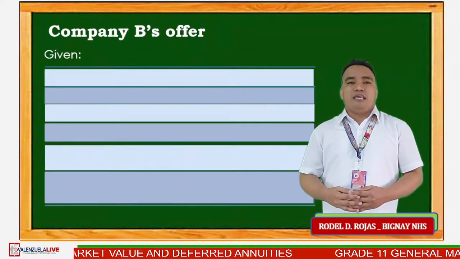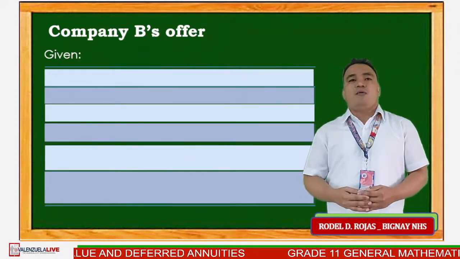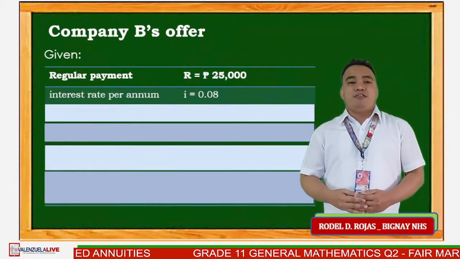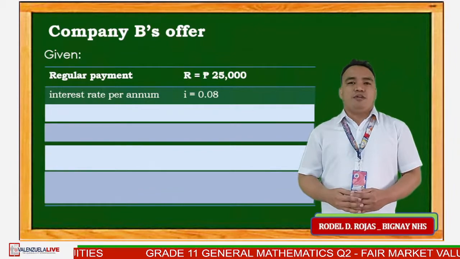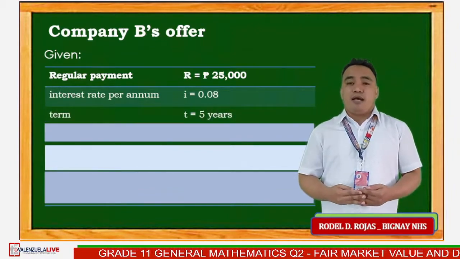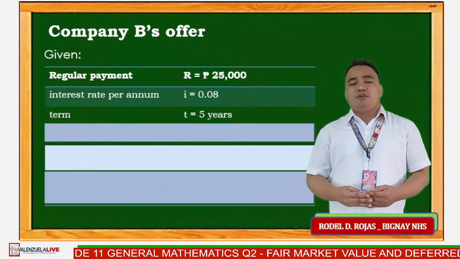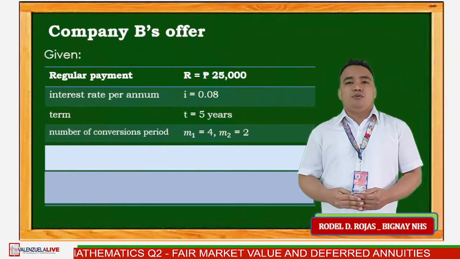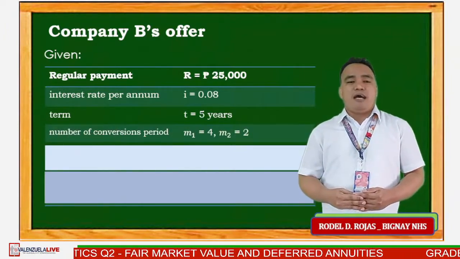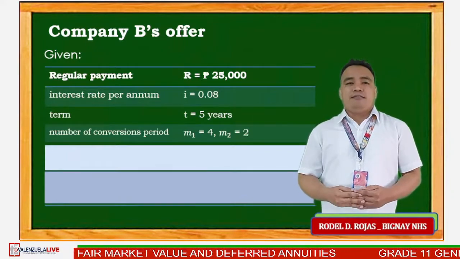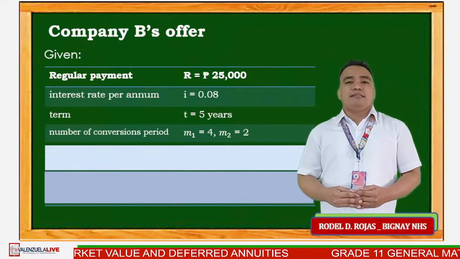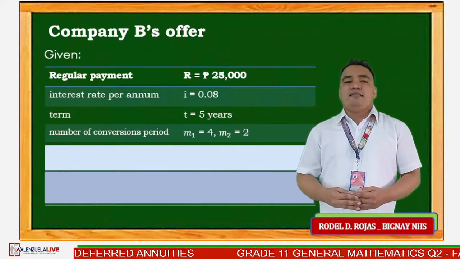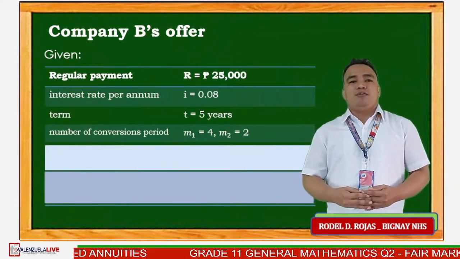The interest rate, I equals 0.08. Term is 5 years. The value of the conversion period, M sub 1 equals 4 because of the word quarterly, and M sub 2 equals 2 for compounded semi-annually. N equals M sub 1 times T, which is 4 times 5. So N equals 20 periods.